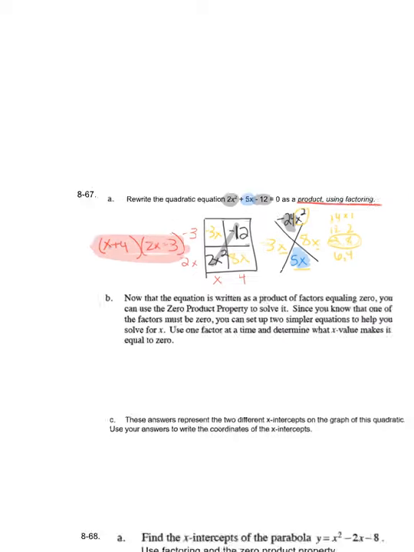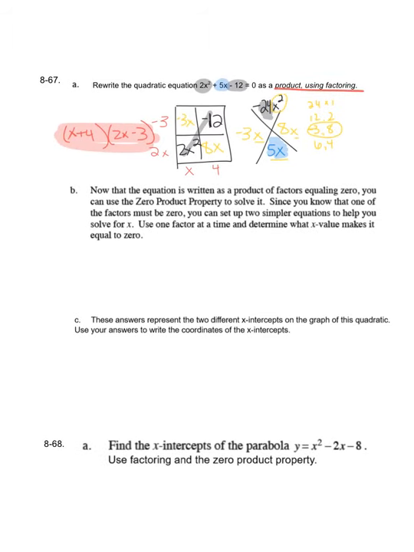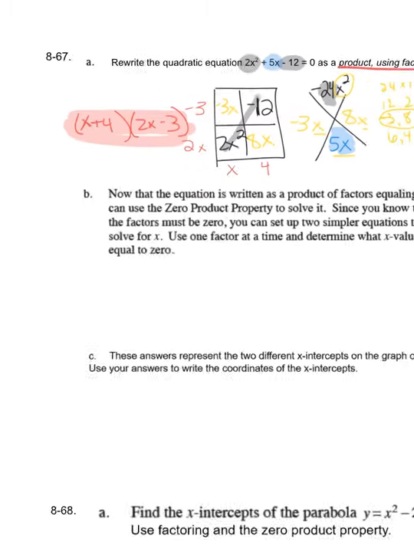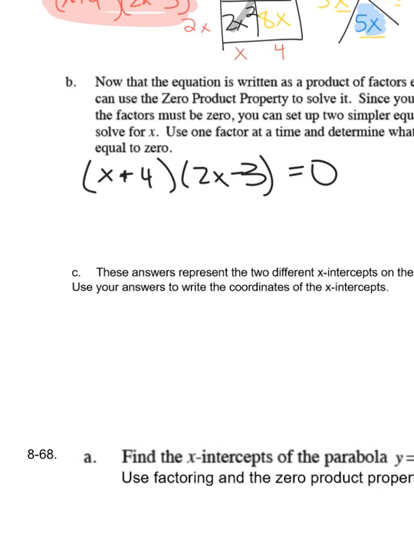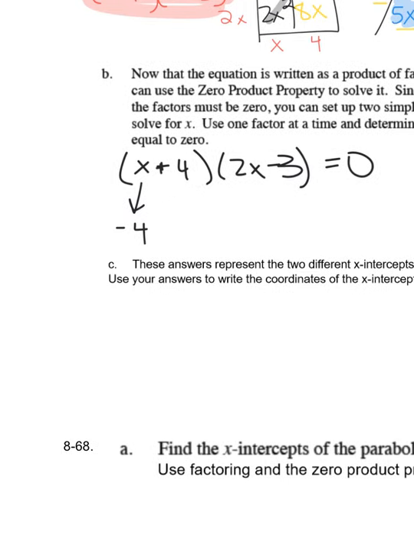Part B. Now that the equation is written as a product of factors equals 0, you can use the zero product property. So we're going to take each of those factors, x plus 4 and 2x minus 3, set them equal to 0. And I'm asking myself, what number can I plug in as x so that when they multiply, they get 0? The first one is negative 4, because negative 4 plus 4 equals 0. So x is negative 4.